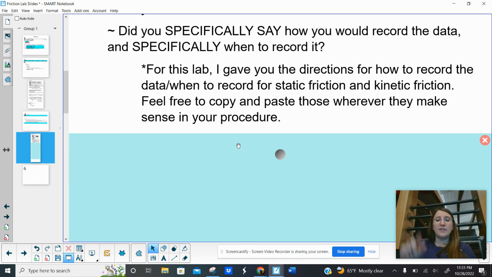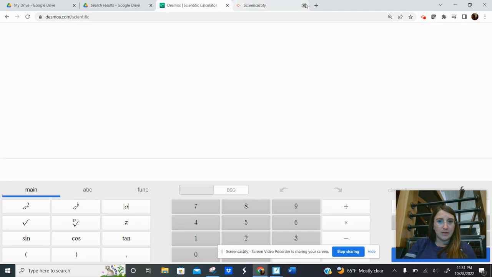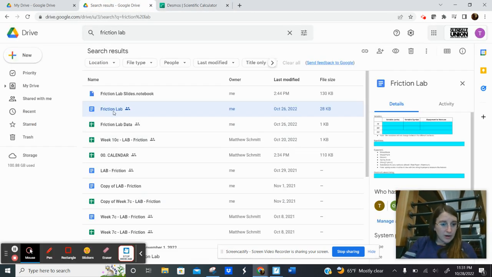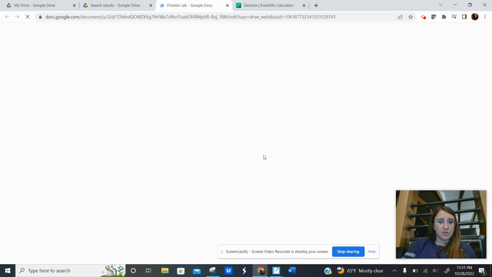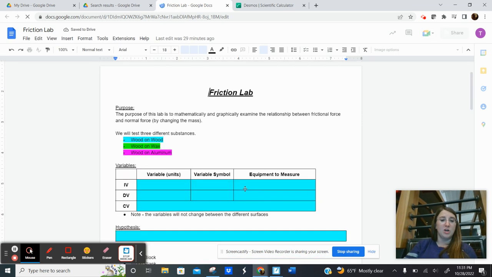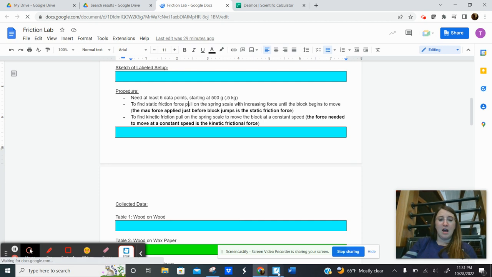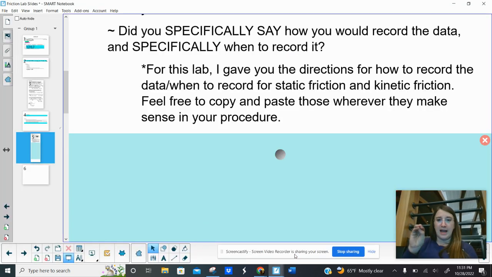Now for this lab, you had the directions right above the procedure. Let me see if I can pull it up still. Oh, I don't have the lab up here. Let me see. There we are. Right above the procedure, there was instructions for how to record the static friction and the kinetic friction. So you can feel free actually to just copy and paste those directions where they should go into the lab. You don't even need to rephrase them necessarily, as long as they make sense and fit in at the steps where you should. So please be very clear on how you're recording data and when you will record it.